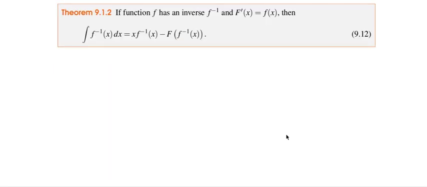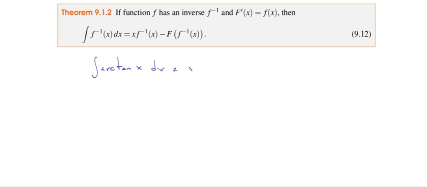So now we can write this as a theorem. If we have a function f with an inverse f minus 1, and f prime is small f, then the primitive of f minus 1 is x times f minus 1 minus capital F, which is the primitive of f, the original function, evaluated at f minus 1. So let's use this formula to find the primitive of the arctangent.